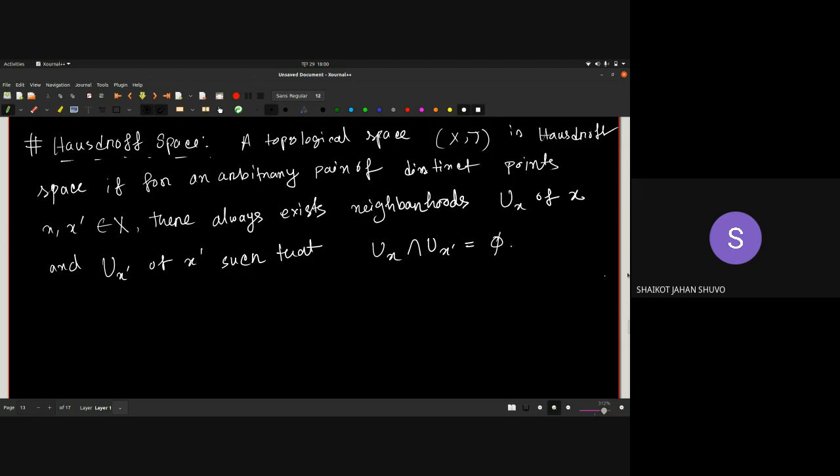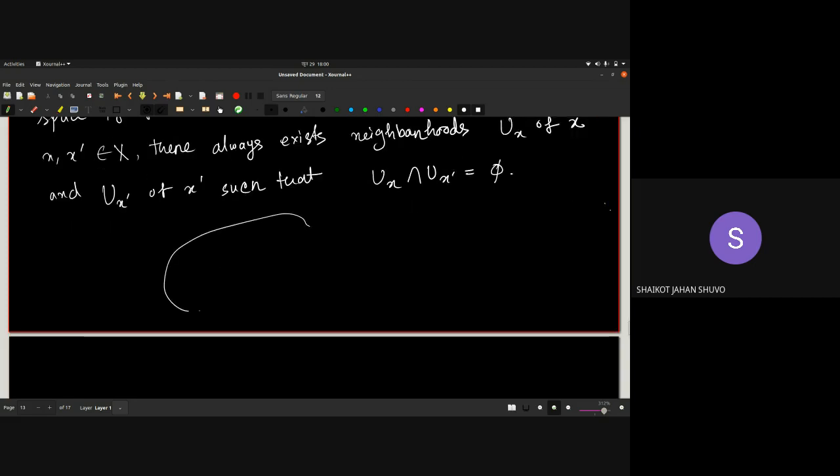So what do I mean by this? Let's take our set X. I have two distinct points, or so to say two distinct elements, and I can have these two neighborhoods like this. This is one of the neighborhoods Ux, and let's say this is another neighborhood Ux prime. If your topological space is a Hausdorff space, then their intersection is null. That means they don't intersect.